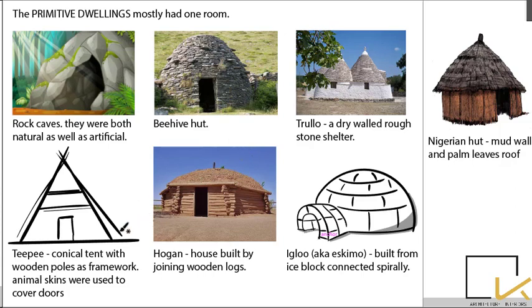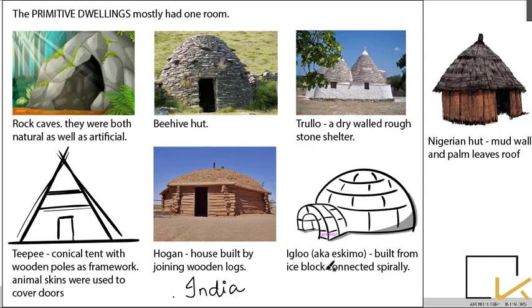The next one is a teepee. A teepee is a conical tent where wooden poles, these black lines, act as a framework for the hut, and animal skins were used to cover it. The next settlement was the Hogan. A Hogan is a house built by joining wood logs. You can see horizontal wood logs joined, and this type of settlement was known as a Hogan. Hogan was mainly found in India.